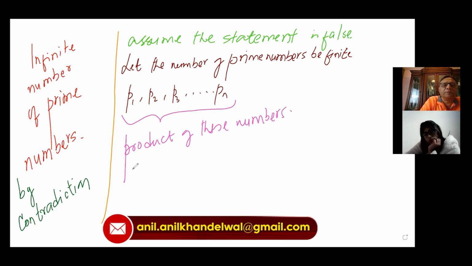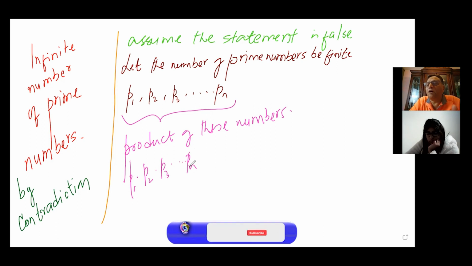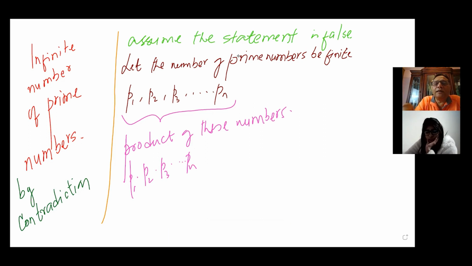The product of these numbers will be P1 times P2 times P3 times up to Pn, correct? When you multiply all of them, you get this product. Obviously, that product is a composite number. It is not a prime number, correct? Now see what happens when I add 1 to this.